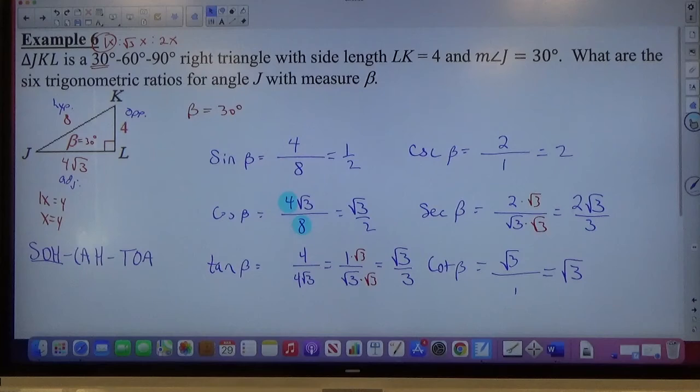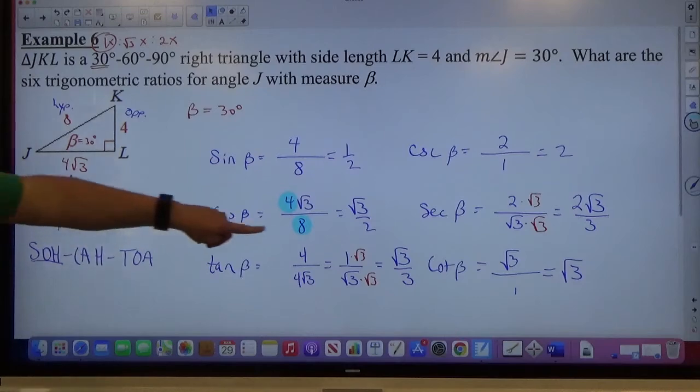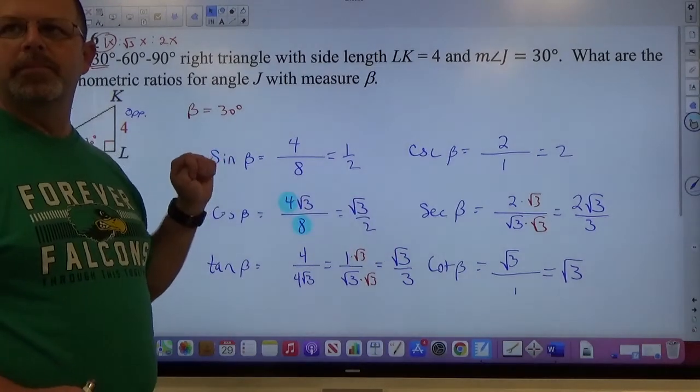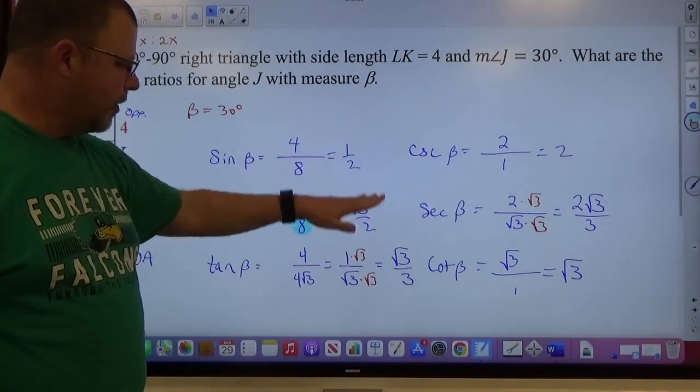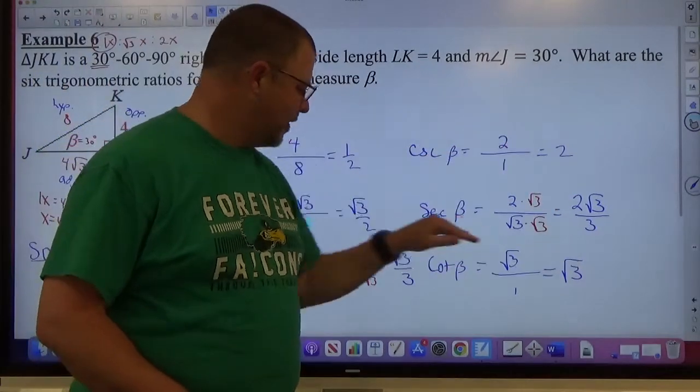Again, if any sine, cosine, or tangent has a radical in the bottom, reciprocate to get your cosecant, secant, cotangent answer first, then go back and fix it afterwards. It's easier to reciprocate this than it is to reciprocate that. So if one of these is not fixed, get the answers over here first and then fix it.